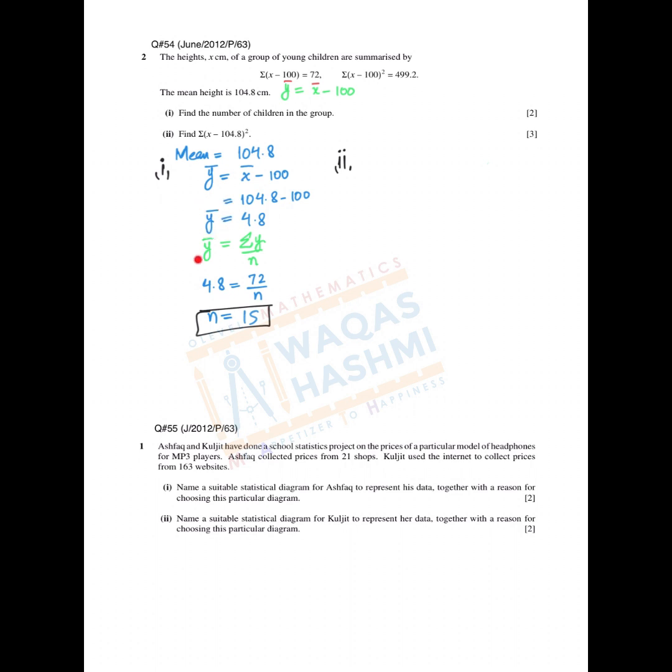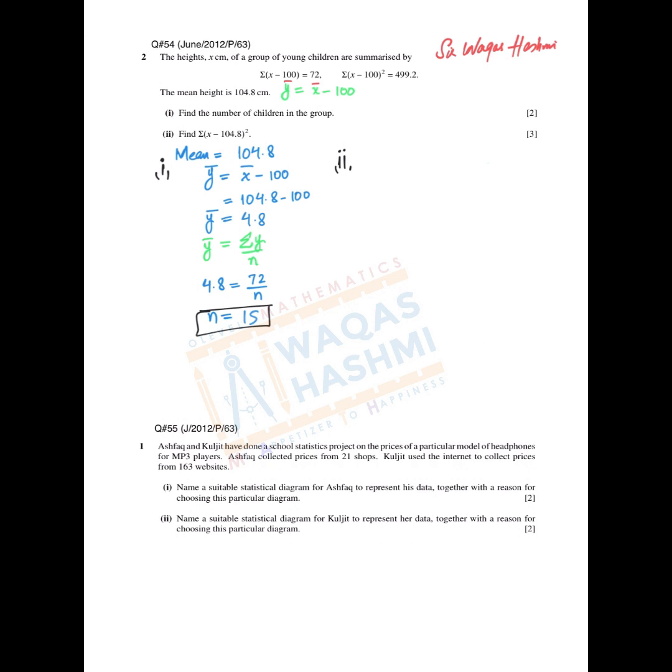Now what is y bar? Y bar is summation of y divided by n. We need to find out the value of n, but we have summation of y, which is equal to 72. So y bar is 4.8, summation of y is 72, and by easy solving you can find the value of n, that is 15.